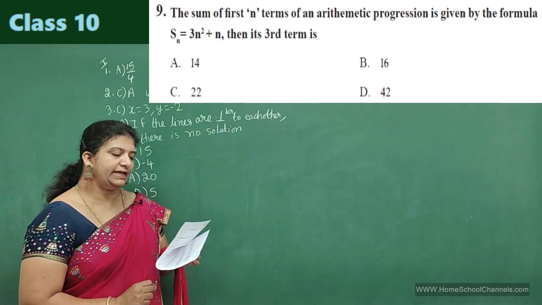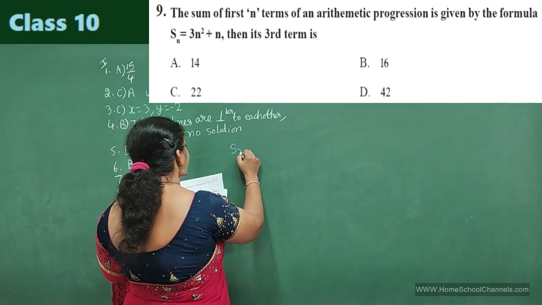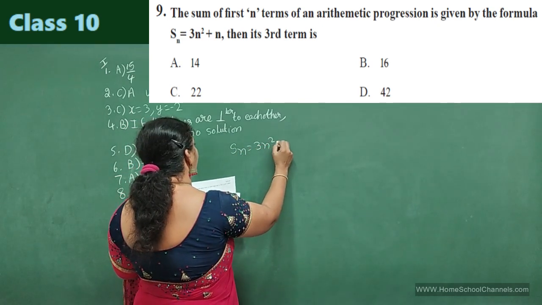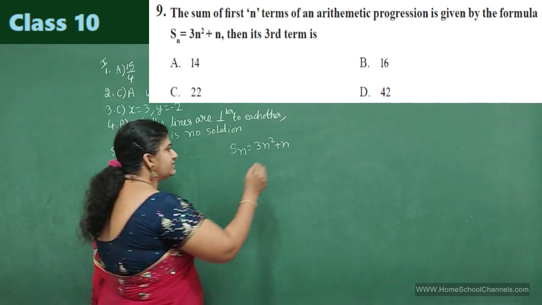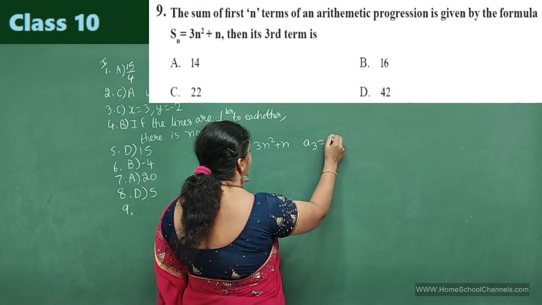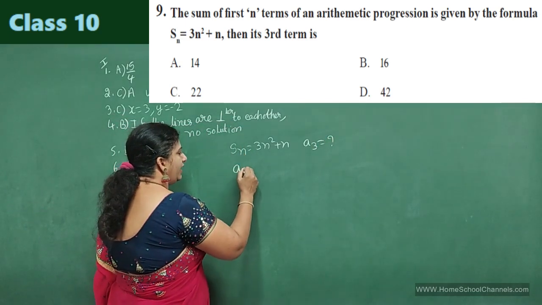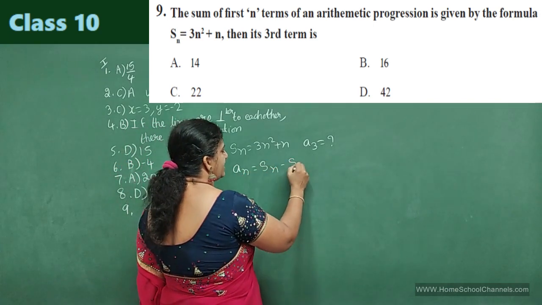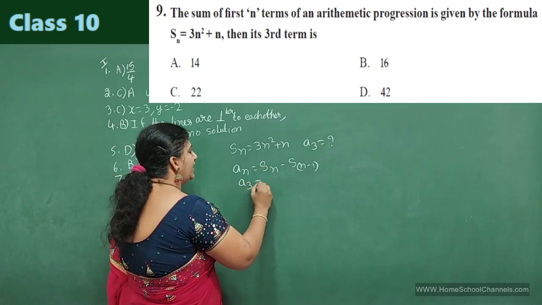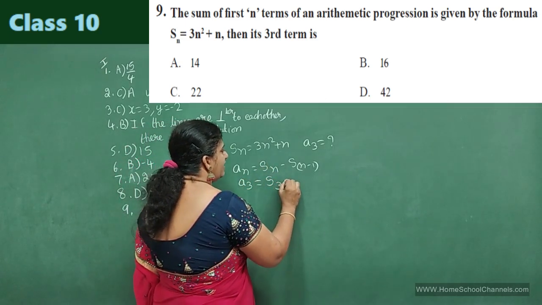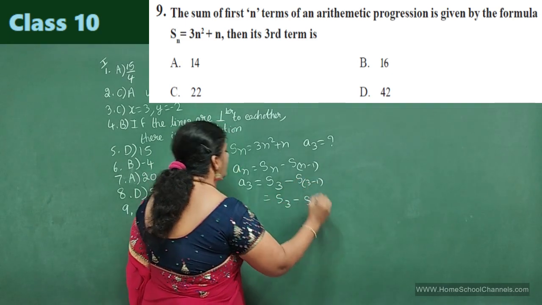The sum of first n terms of an arithmetic progression is given by the formula Sn is equal to 3n square plus n. Then its third term is, they have asked third term, means A3 is equal to question mark. Okay, I remember a formula, that is An is equal to Sn minus S of n minus 1. Here n value is 3. If I need A3, substitute n place 3: S3 minus S of 3 minus 1. S3 minus S2 I need.